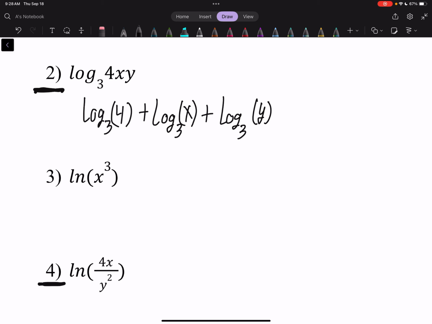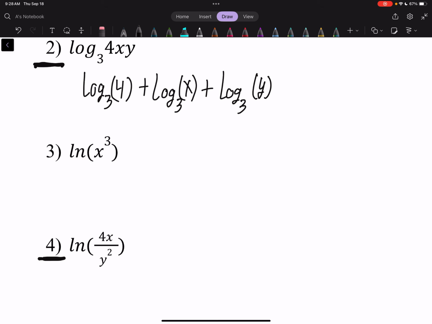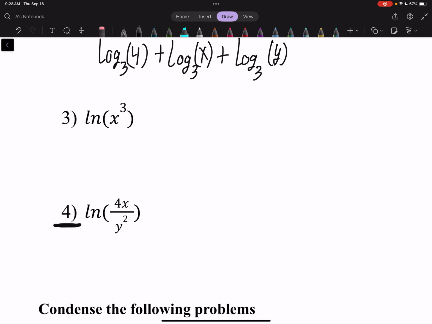Okay, number 4. This one is ln, so natural log. I have the natural log of 4, so I'm doing the numerators, plus natural log of x. Now that's the numerator taken care of. For this problem, there is only one thing in the denominator. You have two options though. You can either put minus and then parenthesis everything on bottom, or for every term in the denominator, just put another minus. But minus natural log of y to the second power.